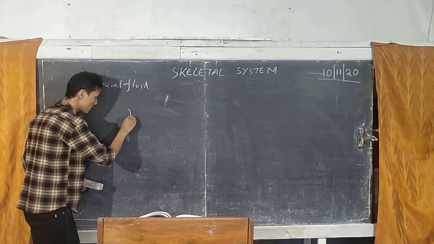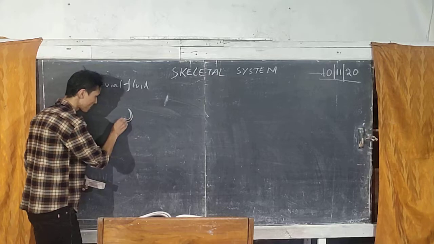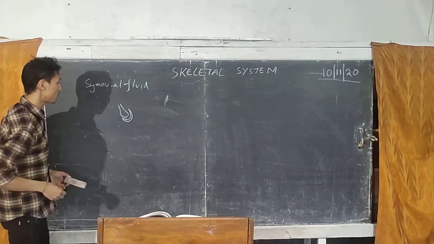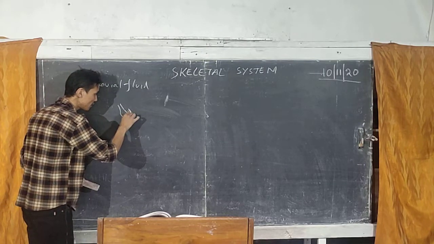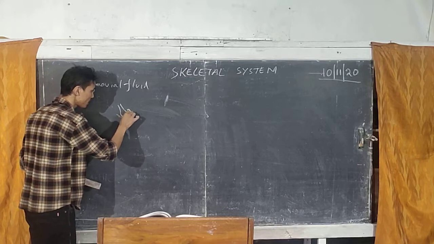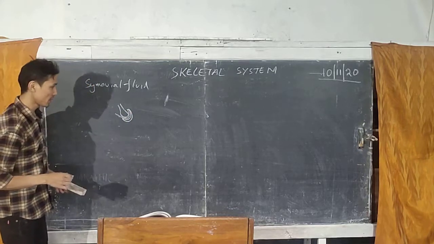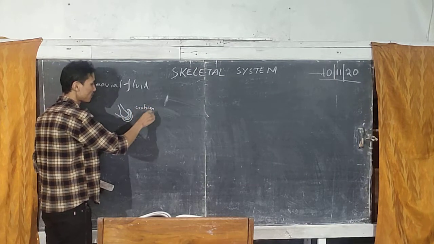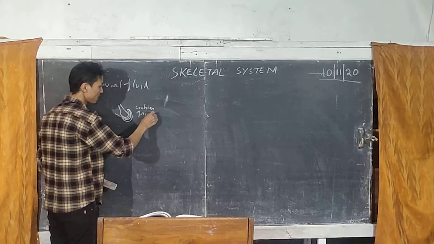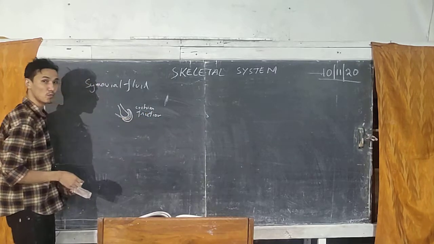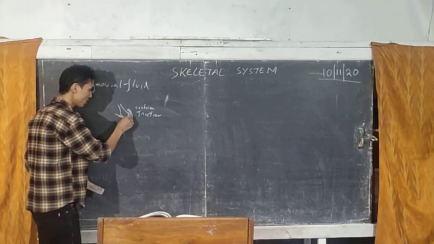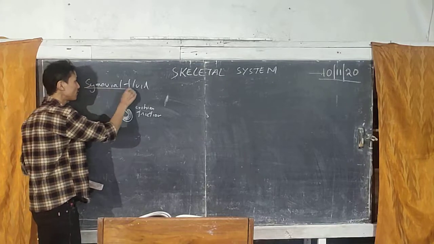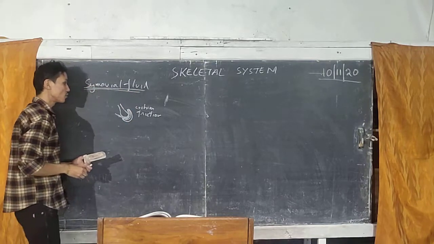Synovial fluid, what it does is, for example, let's take this ball and socket joint. Synovial fluid is present in between the joints. It acts as a cushion, providing protection against the friction produced during movement of the bones. So we do not get pain when the bones are being moved. So synovial fluid provides protection to the bones.